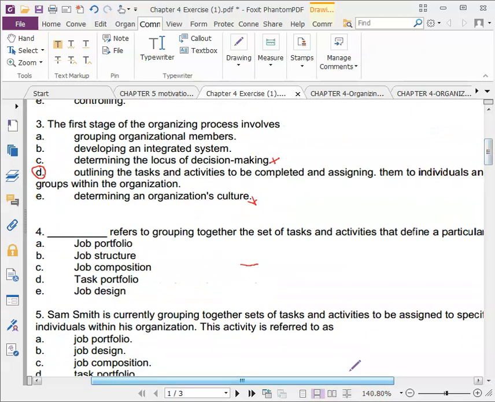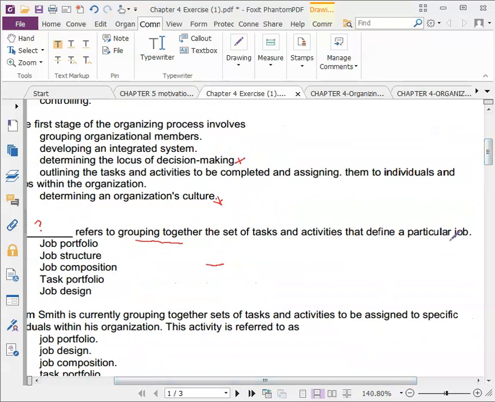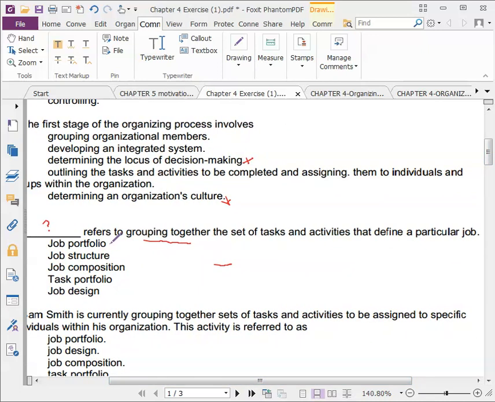Okay, how about number 4? What refers to grouping together the set of tasks and activities that define a particular job? Okay, what is that? Is that job portfolio? Is that job structure? Job composition, task portfolio, or job design? So which one is the correct answer?